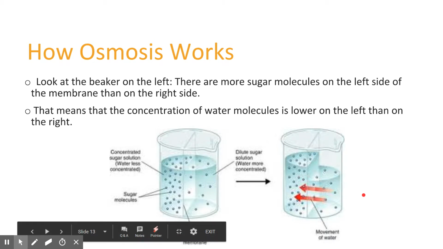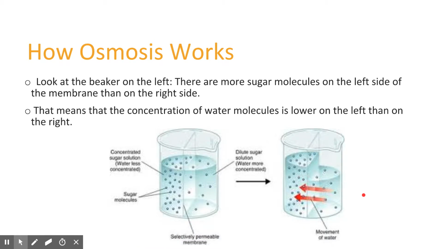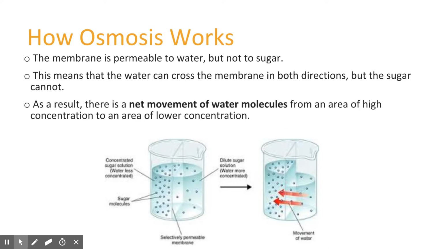So let's look more carefully at this. There are more sugar molecules on the left side of the membrane than the right. That means that the concentration of water molecules is lower on the left than on the right. The membrane was permeable to water, but not sugar. So this means that the water can cross the membrane in both directions, but the sugar can't. As a result, there is a net movement of water molecules from an area of high concentration to an area of low concentration.